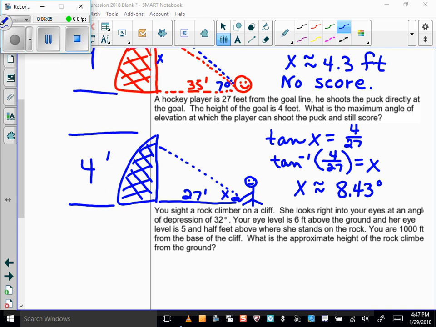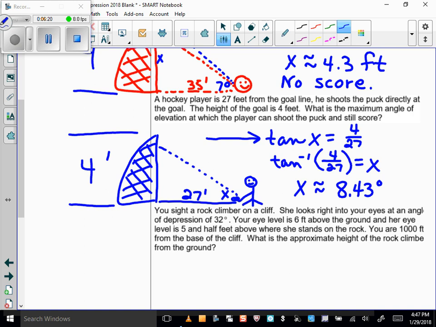So once again, we got the side opposite and the side adjacent. So we set up our trig ratio. The tangent of that angle is 4/27. We take the inverse tangent and we get that that angle is about 8.43 degrees.